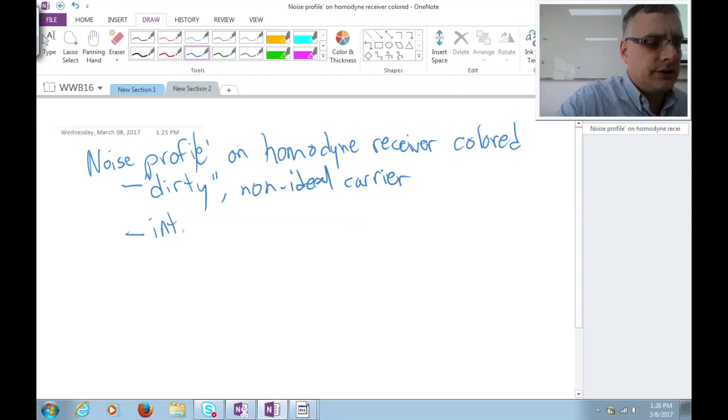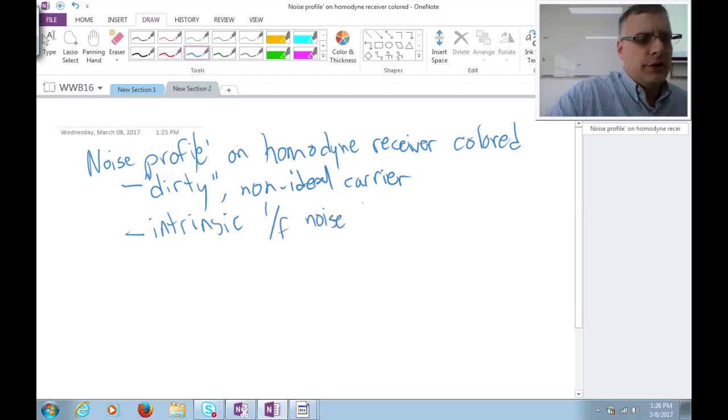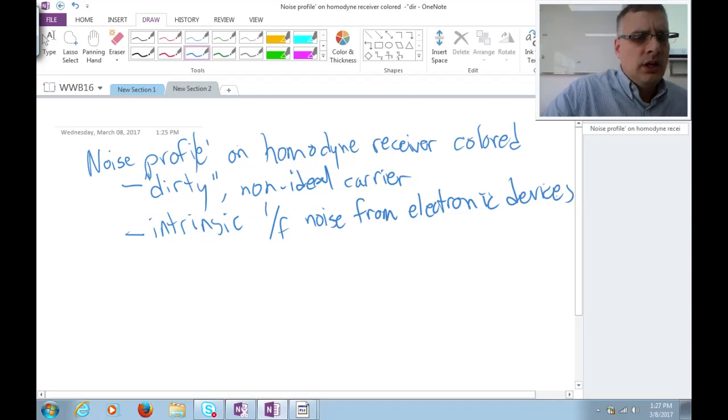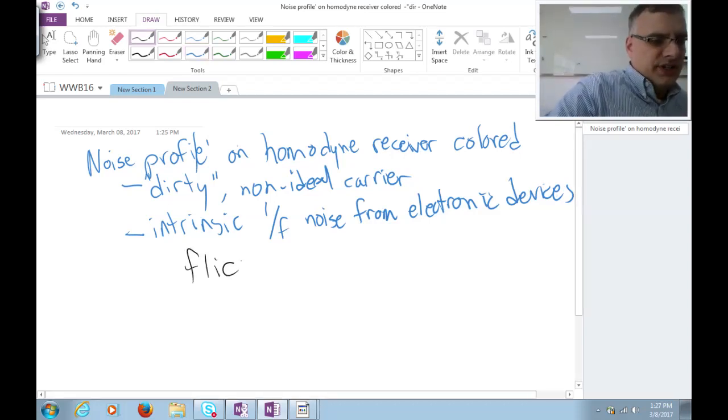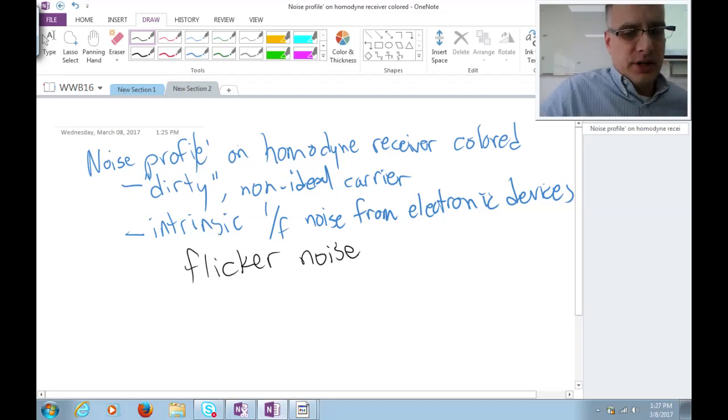Another is the intrinsic 1 over F noise from electronic devices. So these are noises that are modeled as 1 over F frequency dependent noise. One of the most common forms of noise at low frequencies is called flicker noise, if you've ever dealt with flicker noise of a transistor. It's particularly bad for field effect transistors, especially CMOS transistors.